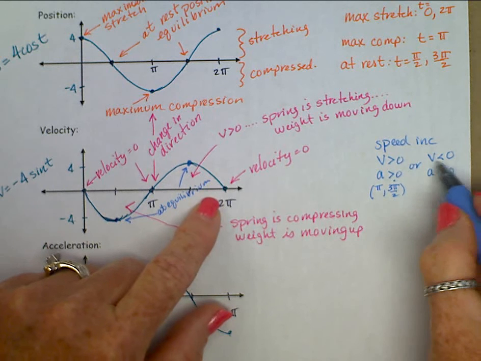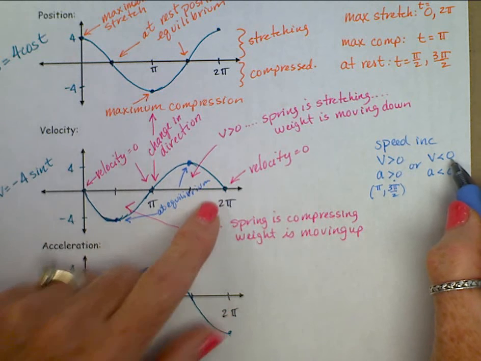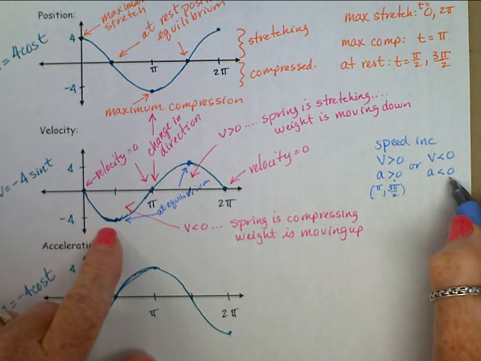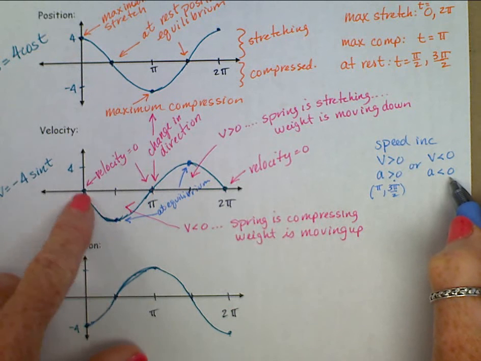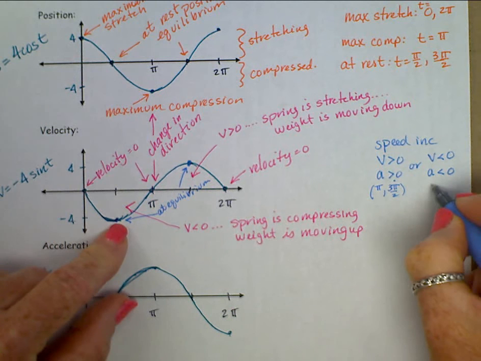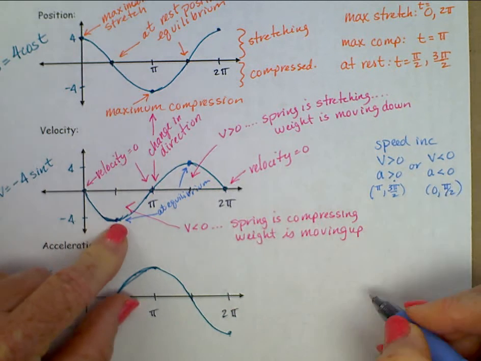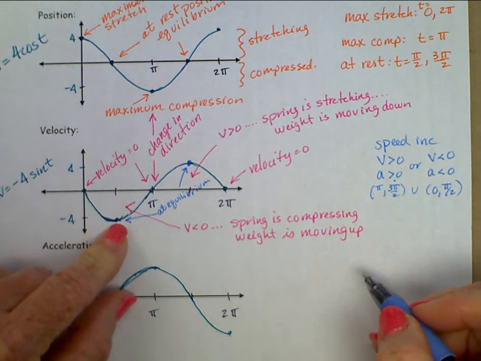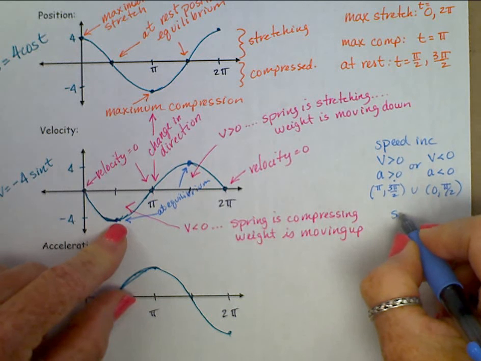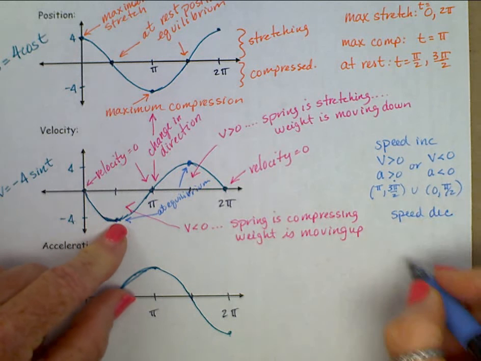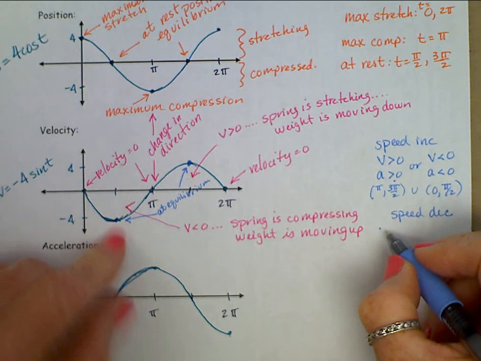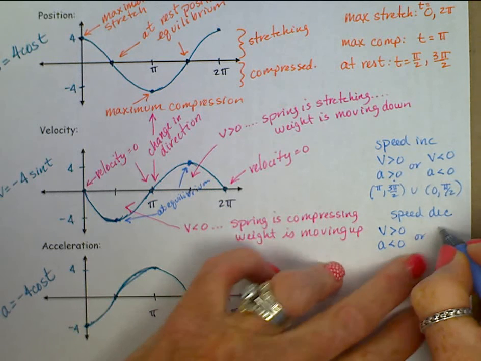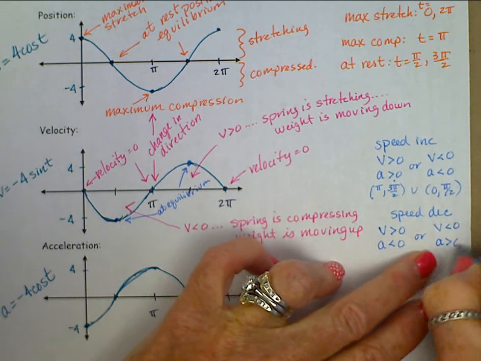And where's velocity less than 0? That's this section over here. And acceleration less than 0. It's a negative slope on velocity. That's this bit right here. That's 0 to pi over 2. So these two pieces are where speed increases. Speed decreases when velocity and acceleration are opposite signs. So velocity greater than 0 and acceleration less than 0. Or velocity less than 0, acceleration greater than 0.